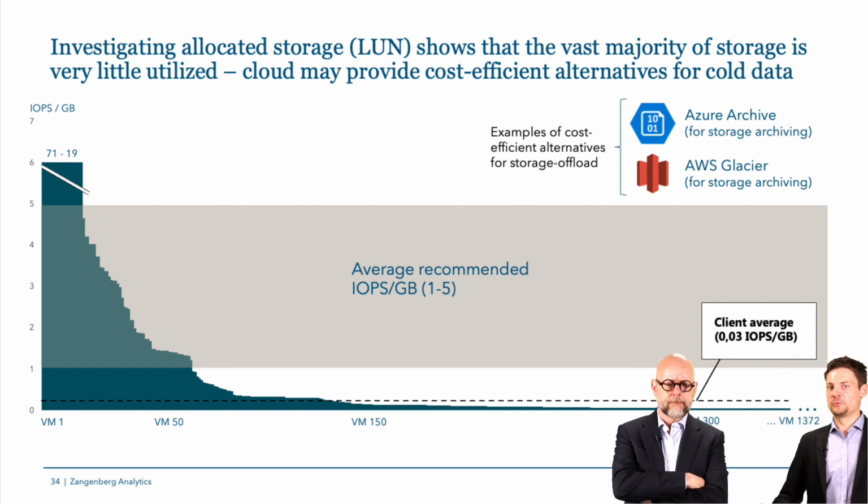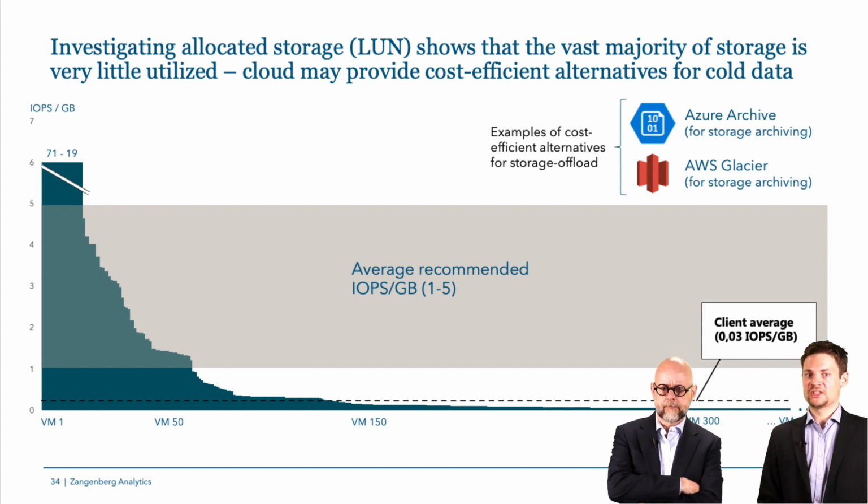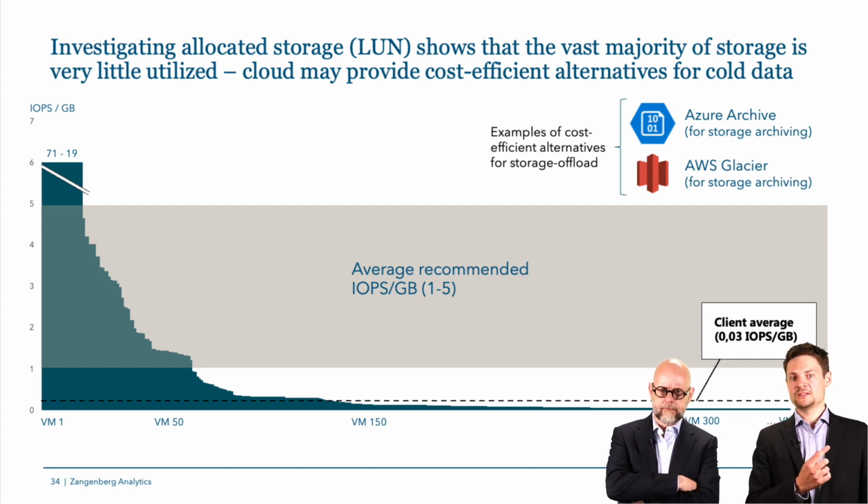This is actually an on-premise case, but it does reflect well how the setup is a problem in the cloud, because how you utilize the CPU and storage doesn't really change between public cloud and on-premise. So this is a sample of how often data is accessed. We have the number of VMs on the x-axis, and on the y-axis we have IOPS per gigabyte. IOPS is a term for how often the data is accessed.